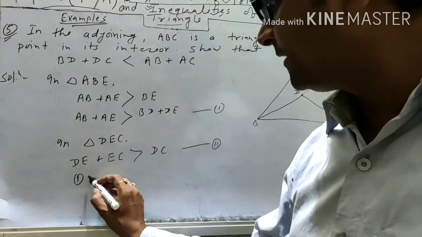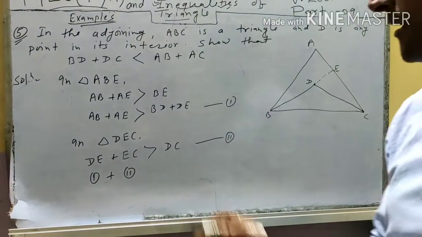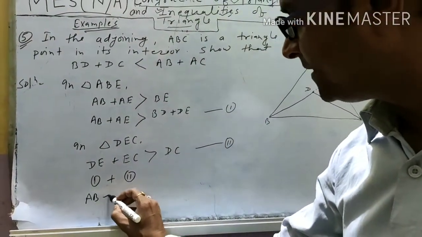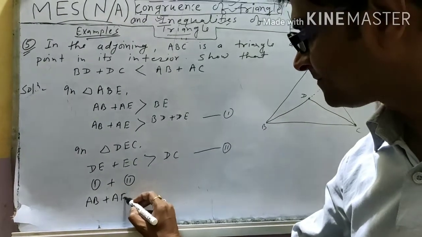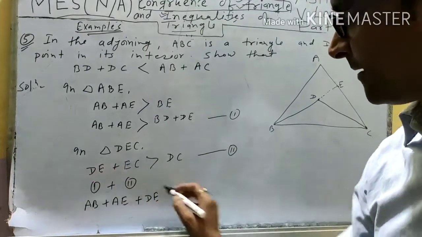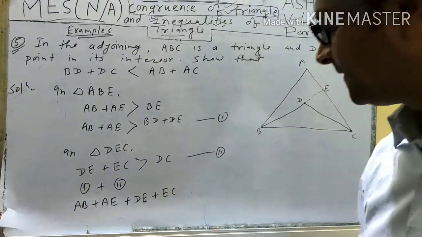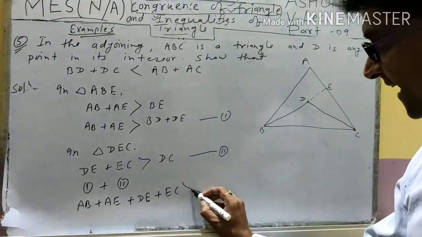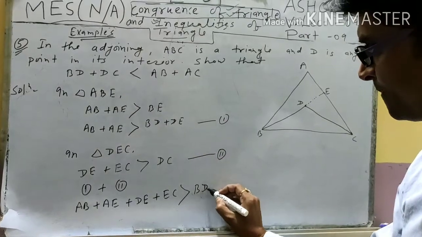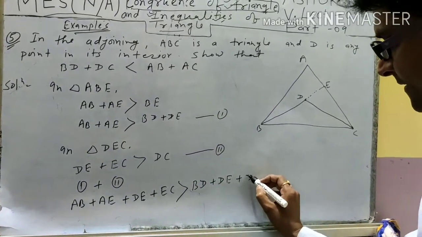Okay, so here equation 1 plus equation 2. What will we get here? Equation 1 plus equation 2. So write down here AB plus AE plus DE plus EC is greater than, same sign, BD plus DE plus DC.